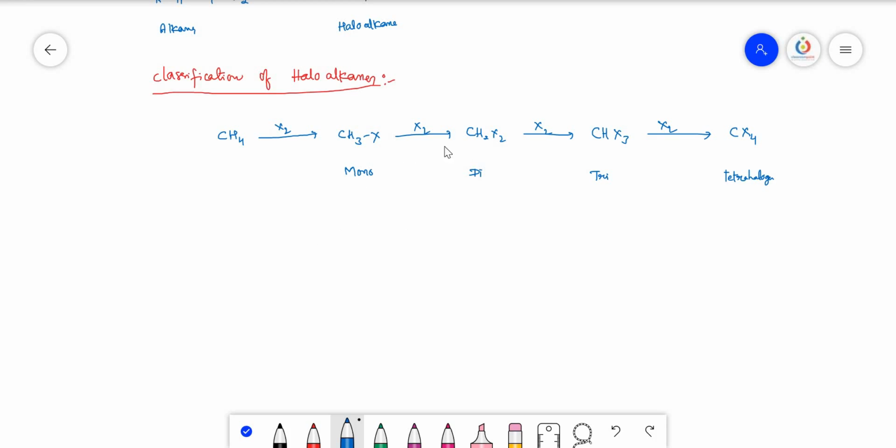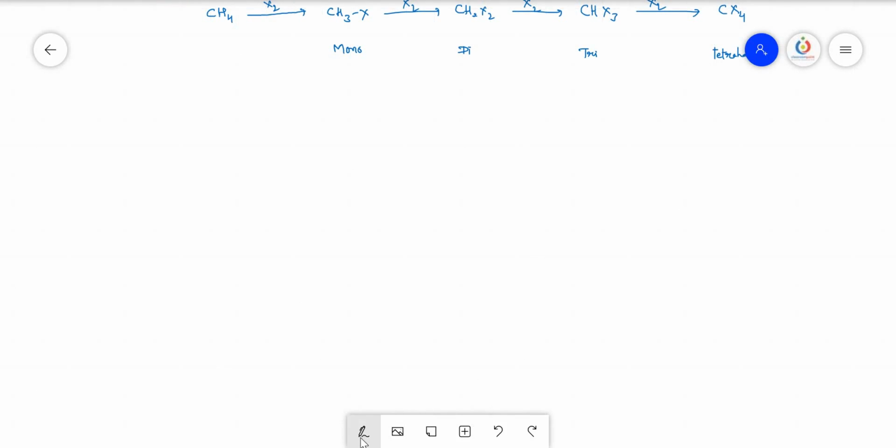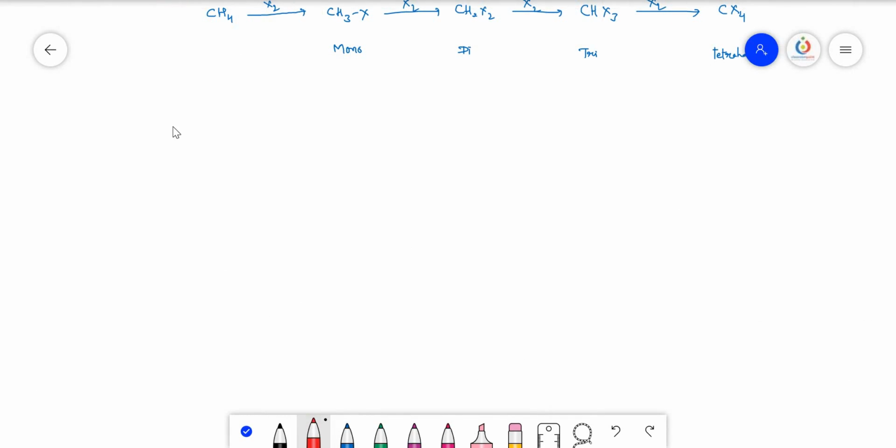So based on the number of halogen atoms present in a particular alkane or molecule, these haloalkanes are classified into these many types: monohalogen, dihalogen, trihalogen and tetrahalogen derivatives. Now let us try to see these molecules one by one. First of all, monohalogen derivatives. In these monohalogen derivatives, only one halogen atom is present in the alkane molecule.